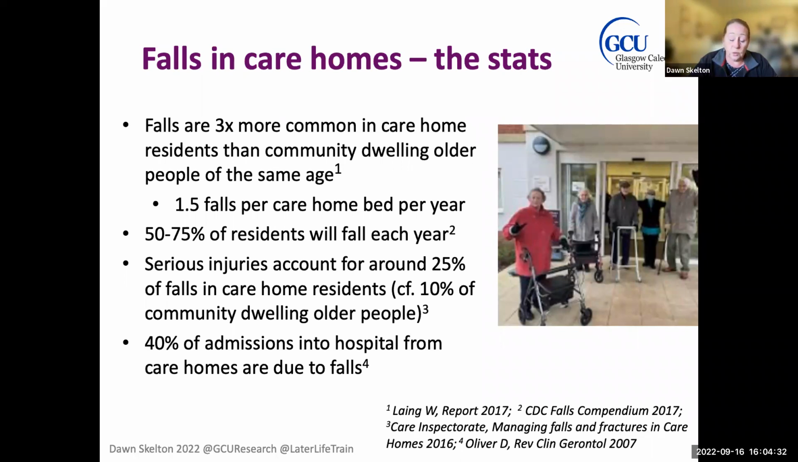Serious injuries are also greater in this population. So whereas in the community dwelling older adult population, serious injuries are around about 10%, in the people living in care home settings, we're looking at serious injuries accounting for nearly 1/4 of all falls. And 40% of admissions from hospital into care homes are due to falls. So it's a big issue, and it's something which I'm sure many of you have come across in your workplace.